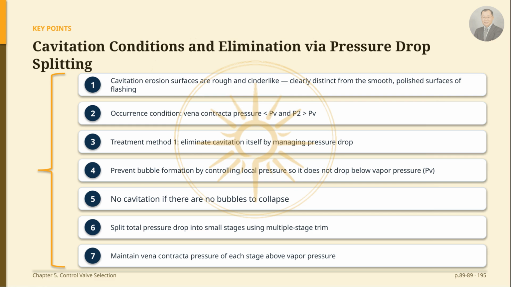The first method is to eliminate cavitation and its subsequent damage by managing the pressure drop. If the pressure drop across the valve is controlled so that the local pressure never drops below the vapor pressure, no vapor bubbles will form. Without vapor bubbles to collapse, there is no cavitation. To achieve this, the total pressure drop across the valve is split into smaller portions using multiple stage trims. Each of these small drops keeps its vena contracta pressure above the vapor pressure, so no vapor bubbles are formed.